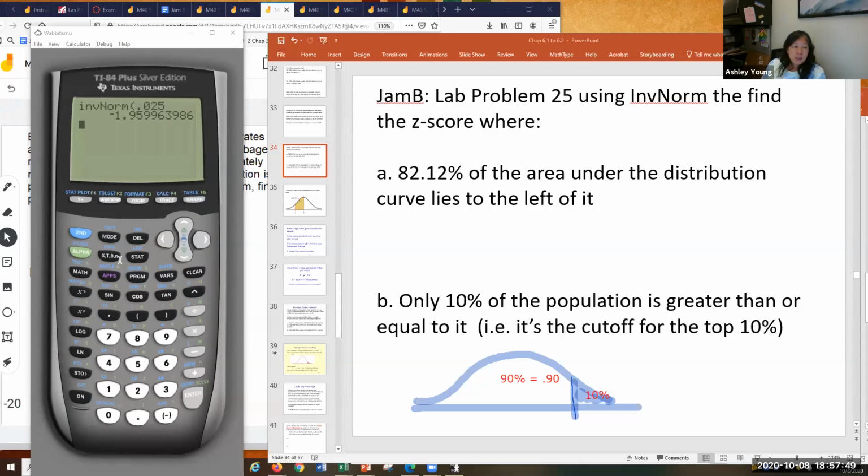So I'm going to clear it first. Second vars, inverse norm, and I'm going to feed it 0.9. And it's going to give me 1.28. That means the z-score here must be 1.28. And we're going to use that same convention, 4 decimals for the areas and 2 decimals for the z-scores.